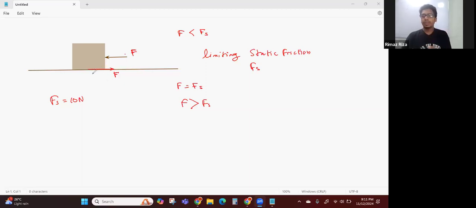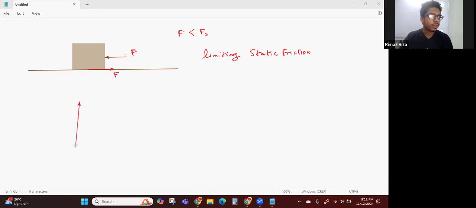Now, for example, if I take this and this, so for these two contacts, there is a maximum friction value. That maximum friction value is known as limiting static friction. Okay. So we can summarize this entire thing from the graph.